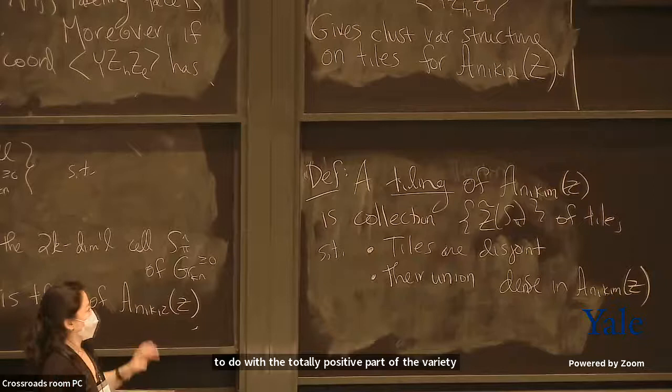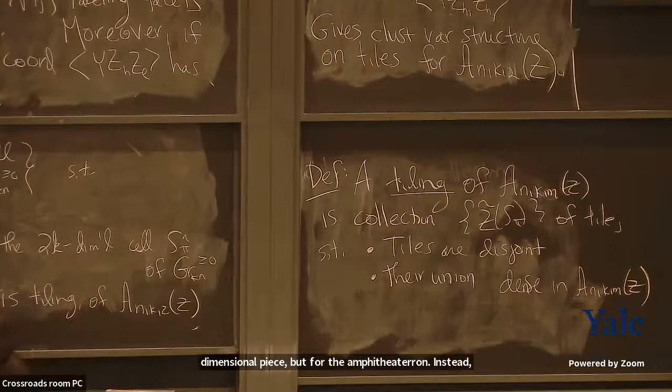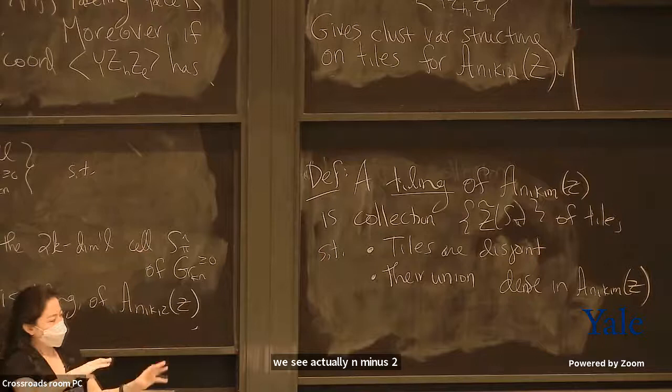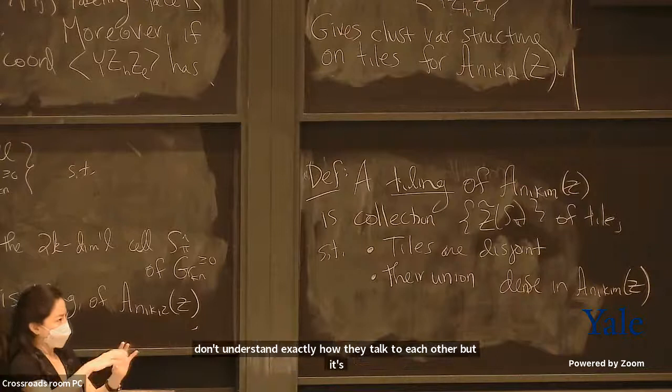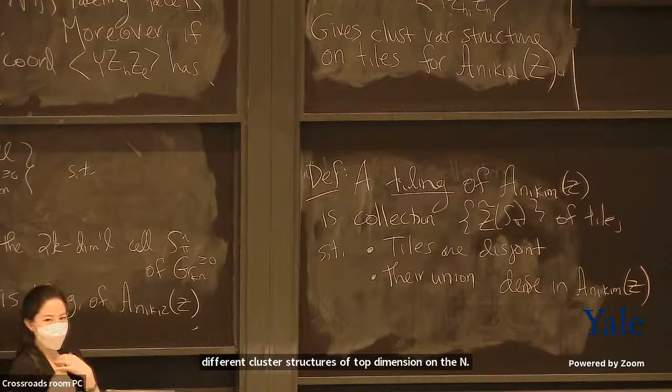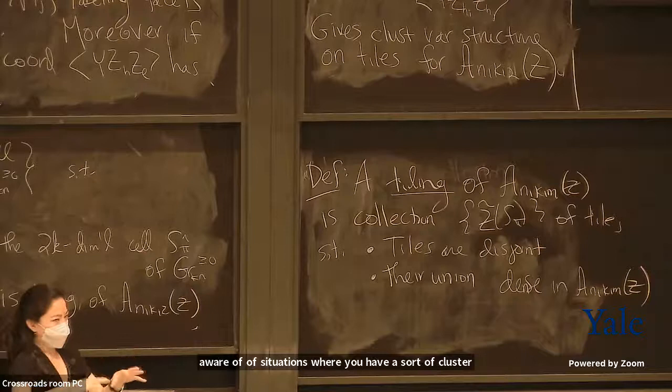But for the amplituhedron, instead, we see n minus two choose k top dimensional pieces, and each one individually has a cluster structure. I don't understand exactly how they talk to each other, but they are different cluster structures of top dimension on the n minus two choose k pieces. So if anybody else is aware of situations where you have a cluster variety structure on lots of top dimensional pieces, I'd be interested to know.